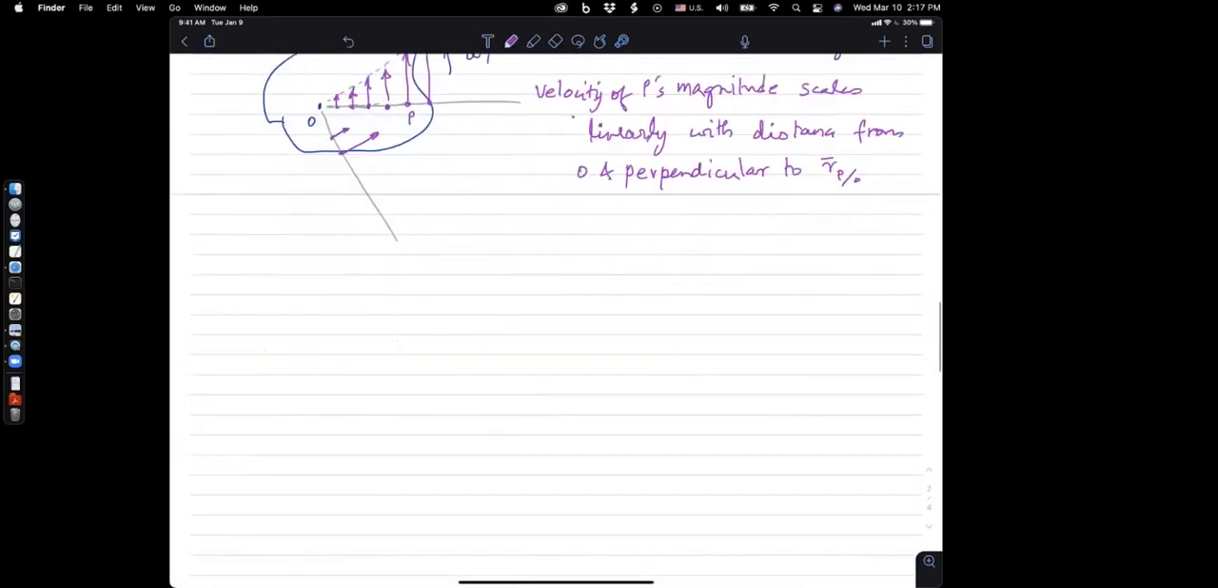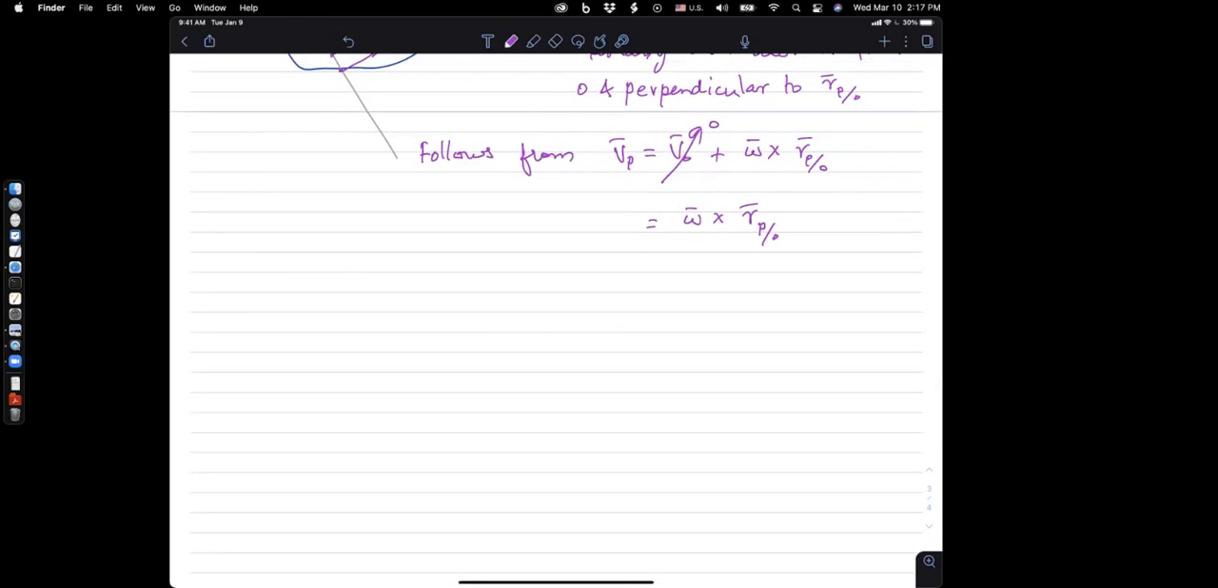So this follows from basically saying V_P equals V_O plus omega cross R_P with respect to O. This is 0, so this is just omega cross R_P with respect to O. And yeah, so this is perpendicular.